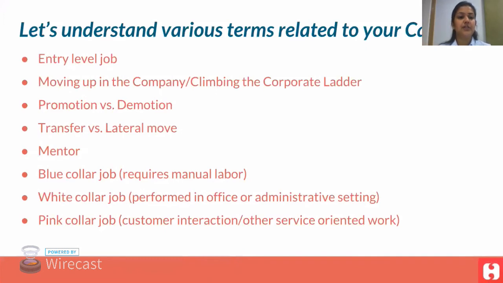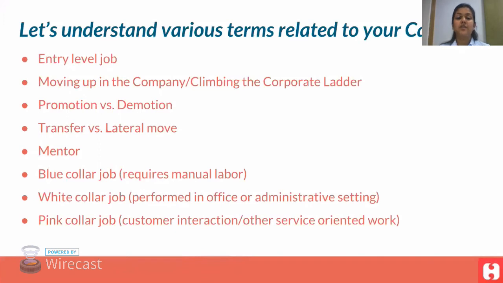Now, a mentor is a person who is going to guide you, and he has more experience, he has more knowledge. You should always seek out a mentor when you're in a job. Now there is a term called blue collar job. Some employees have blue collar jobs. That means those jobs that require manual labor.